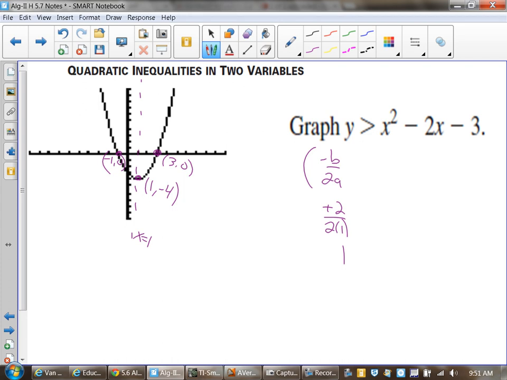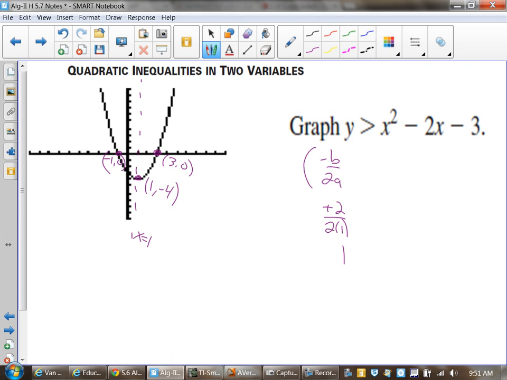So as of right now, I have plotted my vertex and some zeros. Is that plenty for what we need to do? Okay. Think about when you graphed and shaded regular linear equations. How did you tell what side to shade on? We tested a point.